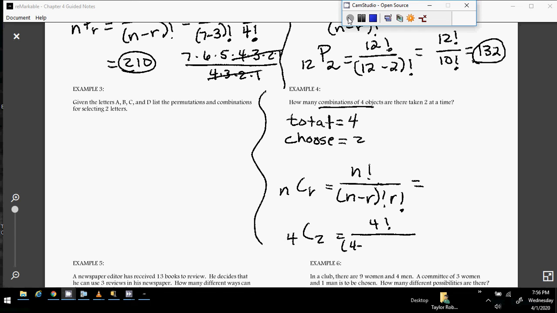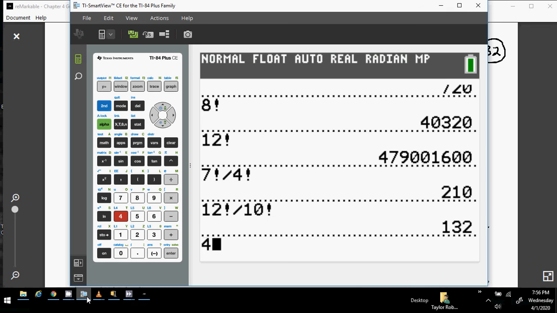4 minus 2 factorial, 2 factorial. Well, what's 4 minus 2? Well, that's just 2 factorial. Do not multiply those together. You need to leave it just like that. If you're going to do it in your calculator, then you're going to need to put the bottom in parentheses.